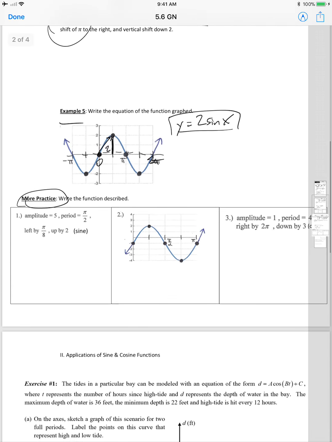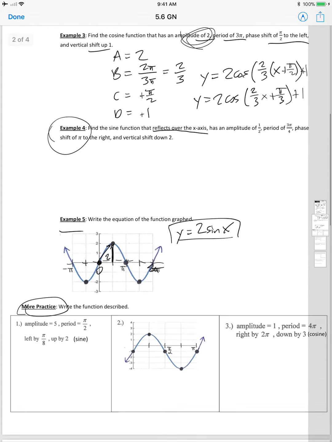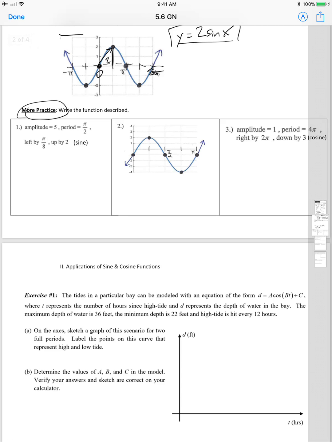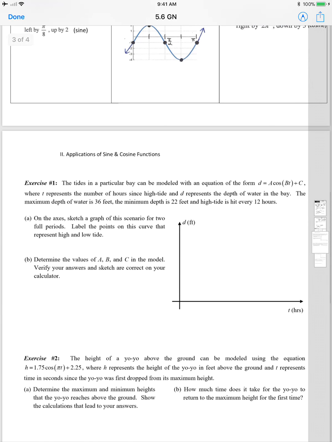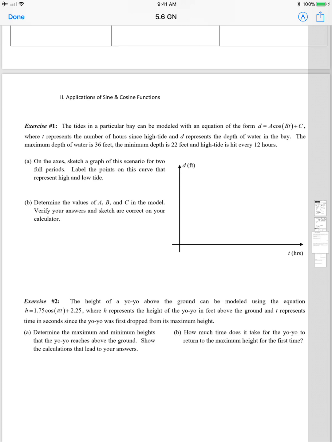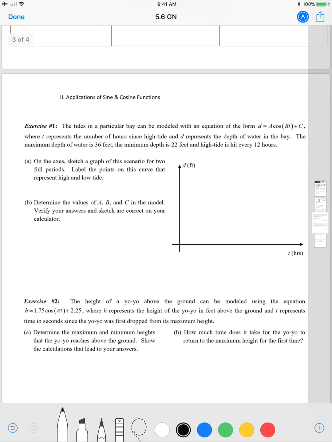That's basically it for writing sine and cosine functions. Again, more practice if you'd like, but I'm going to jump right into why I just taught you how to write sine and cosine functions, and that is because we can apply these things. Crazy, right? We can apply sine and cosine functions to real-world situations. So let's take a look at that.